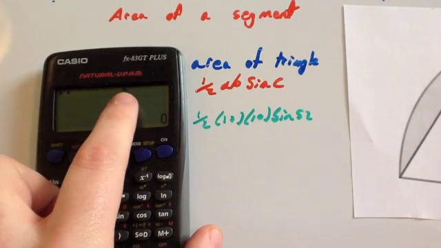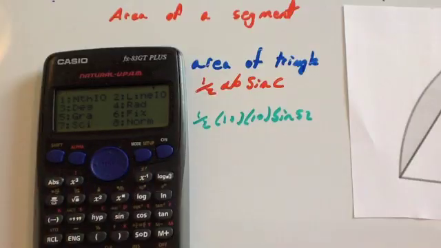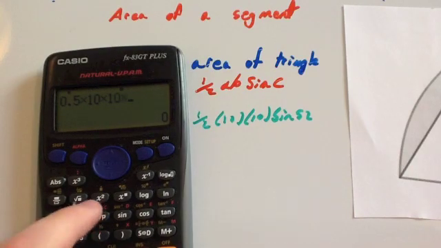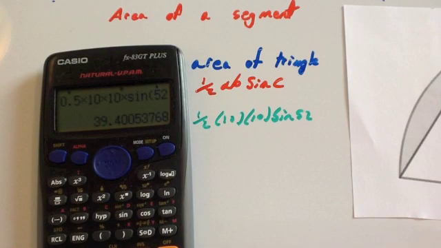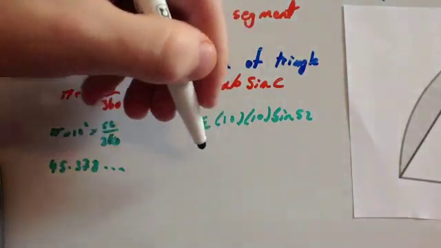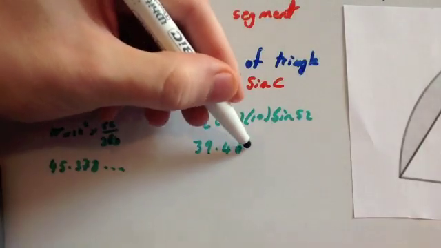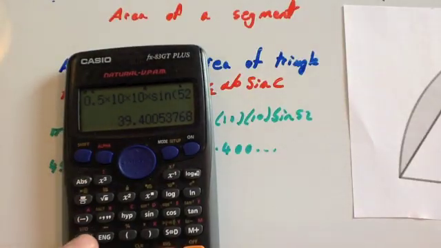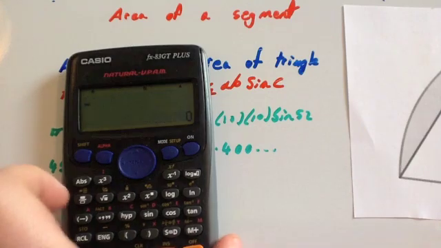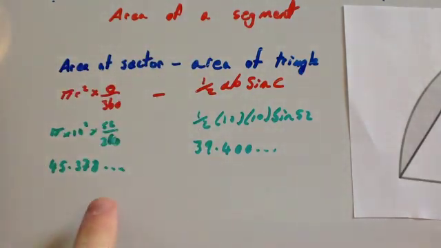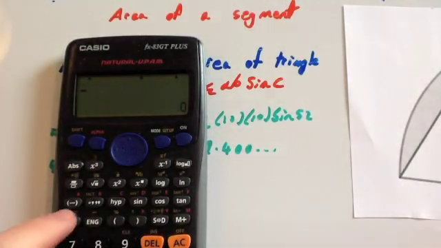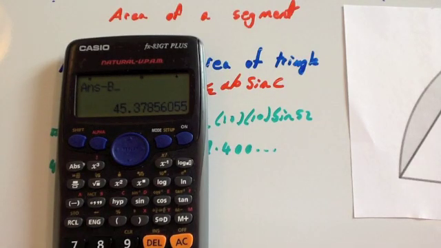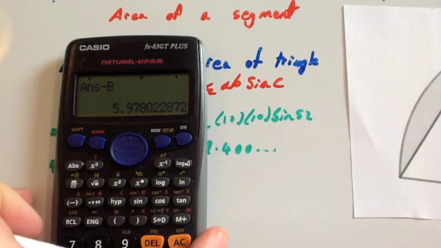If your calculator has an R at the top, it needs to have a D, so shift mode and put it into degrees mode. So 0.5 times 10 times 10 times the sine of 52 is equal to 39.40. Let's save that into our memory: shift store B. If you don't want to do that, you could simply write out the whole calculator display here and here and take them away from each other. That's perfectly fine. Then we just do recall A, subtract recall B, and that gives us our answer, which is 5.978.